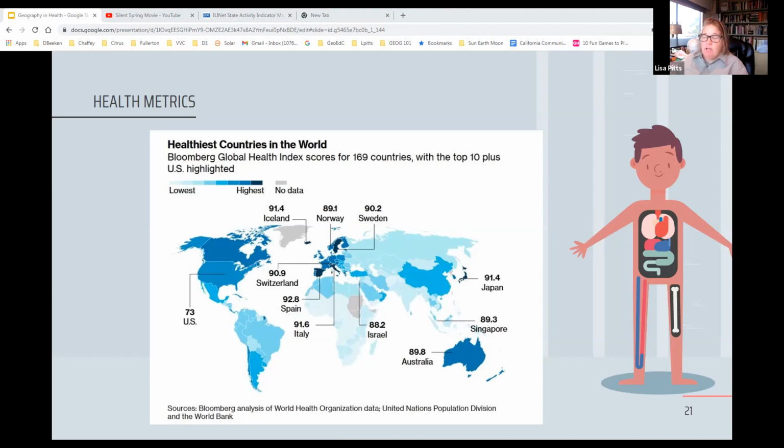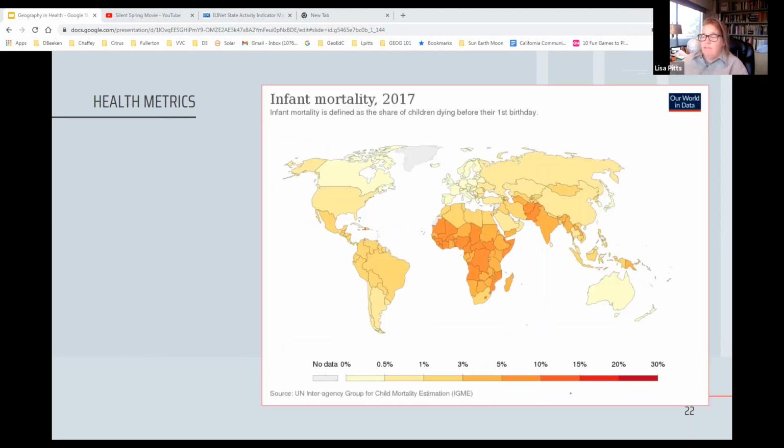But experts disagree about what factors are most important to include in a health index. And what sort of factors should be included? Should it include poverty or war? Should it just be about life expectancy and things like that? So one of the most useful health metrics is infant mortality rate, which is the number of children who die during their first year of life per 1,000 live births in that region.